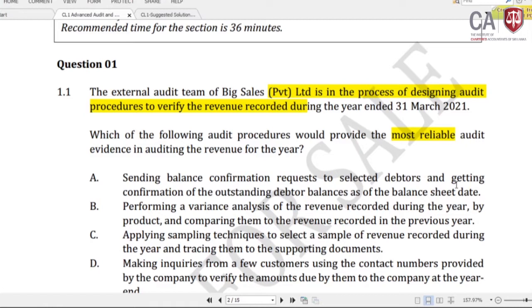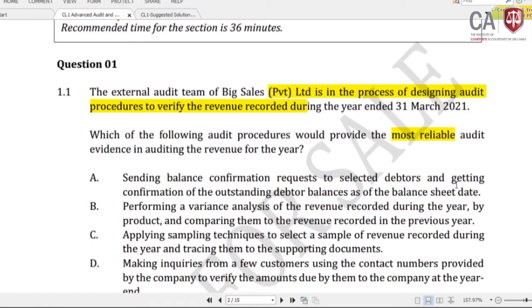Applying sampling techniques to select a sample of revenue recorded during the year and tracing them to the supporting documents is also a correct answer. And answer D, making inquiries from a few customers using the contact numbers provided by the company to verify the amounts due by them to the company at the year end, is a wrong answer, because contacting them will not ensure the revenue. Contacting them will sometimes ensure the existence of the trade debtors. So I have applied my elimination theory, and two answers have been eliminated.